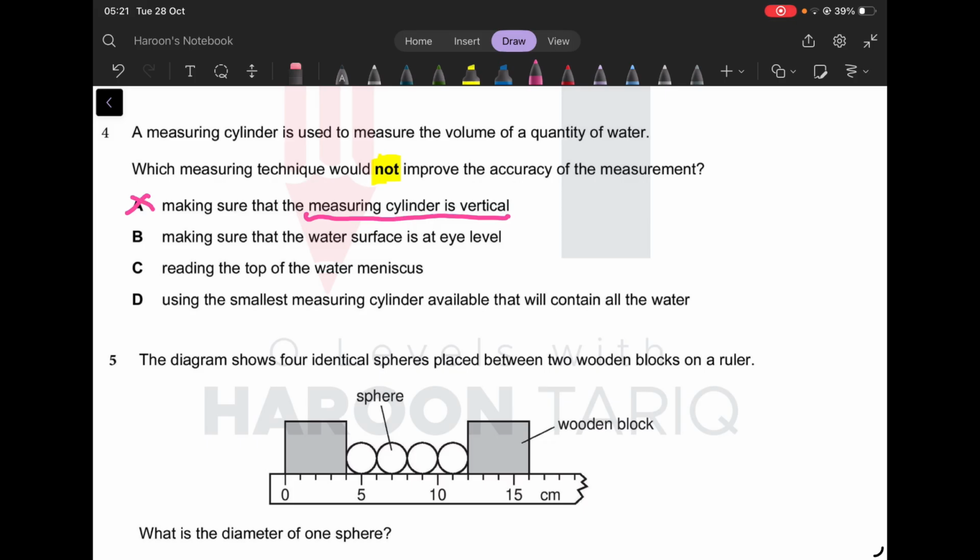Make sure that the water surface is at eye level. Basically, avoid parallax error. Do we do this? Yes, we do. This increases accuracy. So we are looking for not improve, so we'll cancel this out because this improves our reading. Reading the top of the water meniscus. We actually take the reading at the bottom of the meniscus. That improves our reading. This would not improve our reading. Top of the meniscus, so this is the actual answer. Let's have a look at D as well. Using the smallest measuring cylinder available, yes, that would improve our accuracy. We are looking for not improve, so we'll cancel out D as well. The actual answer is C.